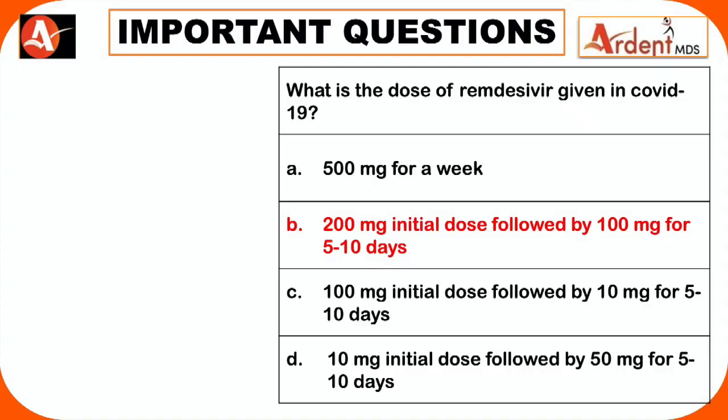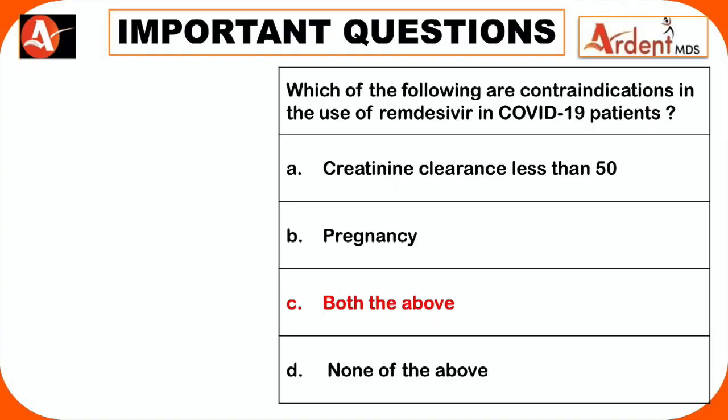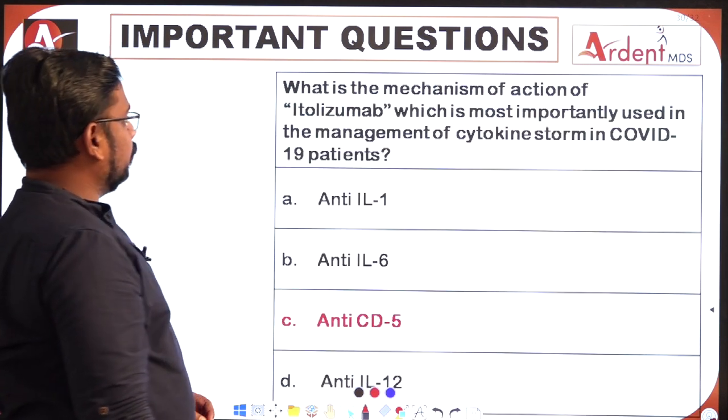What is the dose of remdesivir given in COVID-19? A 200 milligram initial dose followed by 100 milligram for 5 to 10 days is the dose given for COVID-19 patients. Which of the following are contraindications in the use of remdesivir in COVID-19 patients? When the creatinine clearance is less than 50 and in case of pregnancy, remdesivir is contraindicated. So the answer is both of the above.